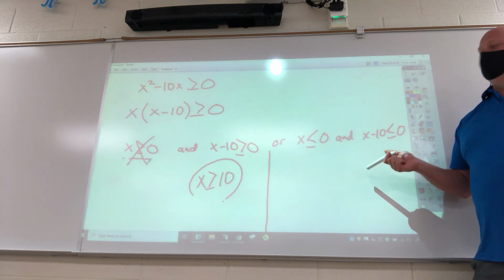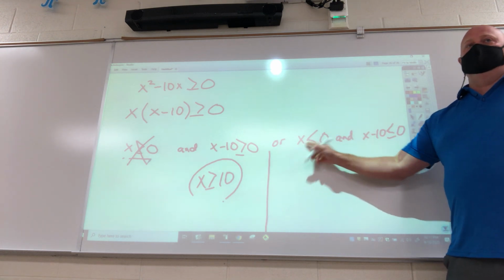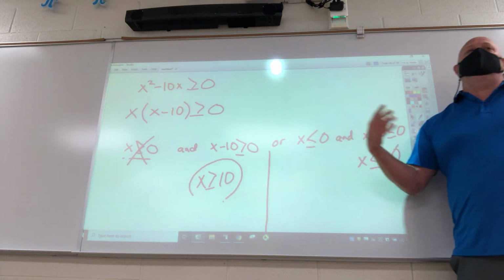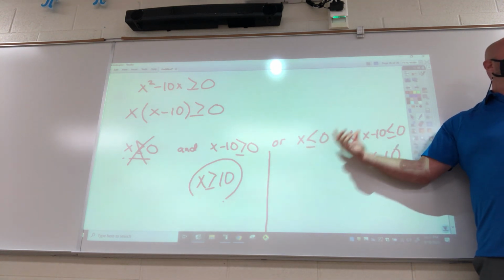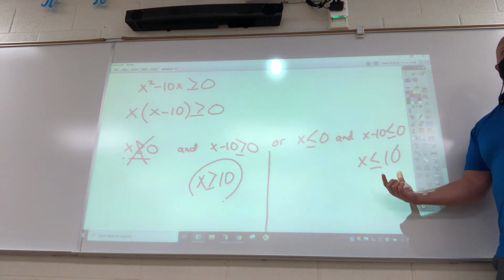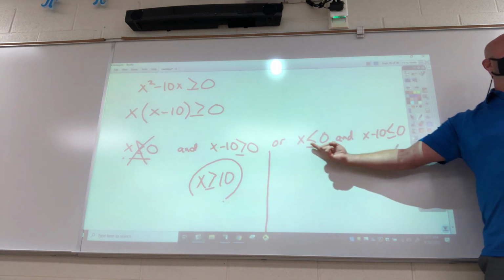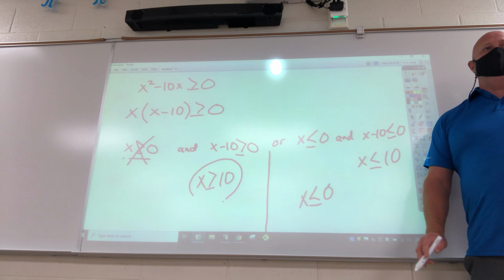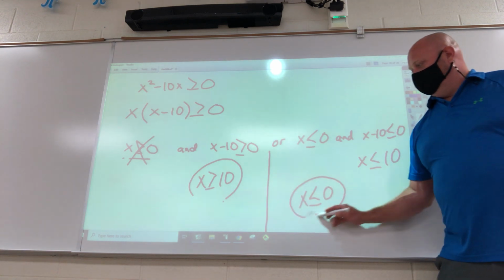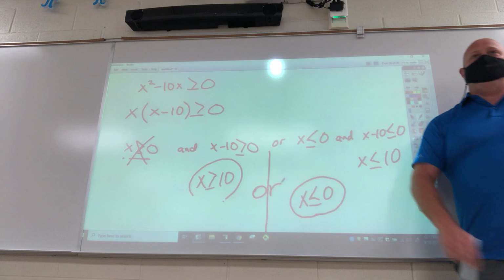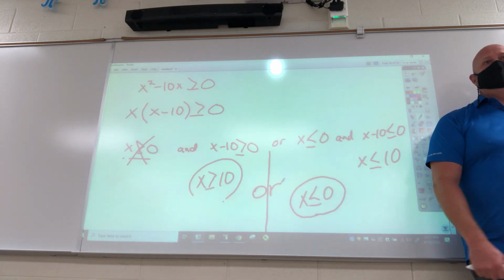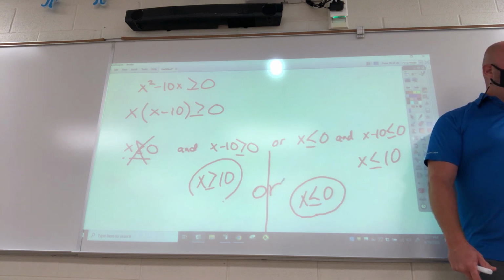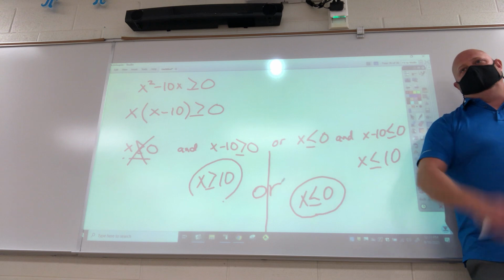How about this scenario? Wait, this one's done, less than or equal to 0, and less than or equal to 10. How can you have a number that's less than or equal to 0 and less than or equal to 10? Well, it's basically just this, right? Just less than or equal to 0 would satisfy everything. So that final answer is this or that. Will work. Does that make sense how I walk through that? Don't worry, we're not going to do a single inequality all year long.